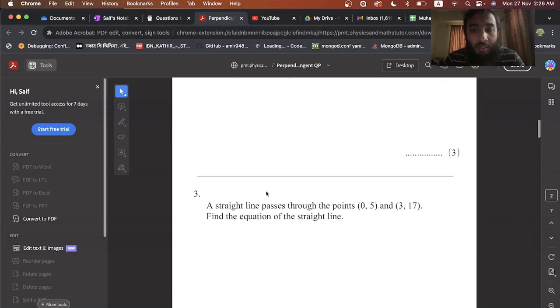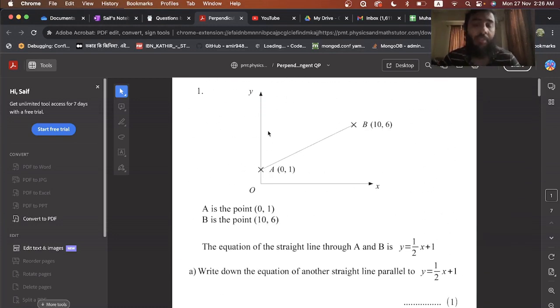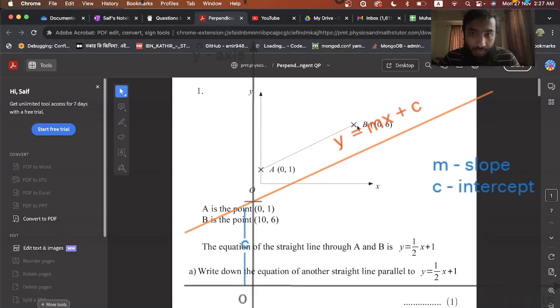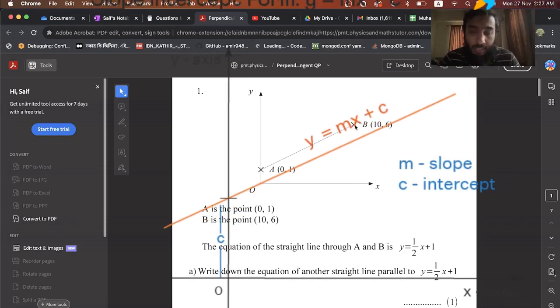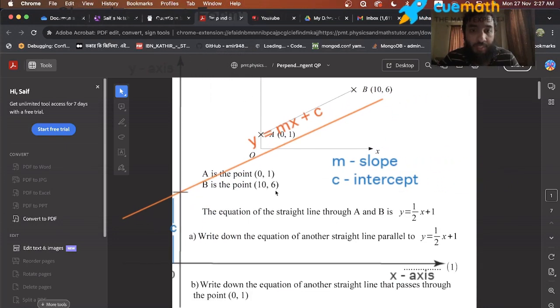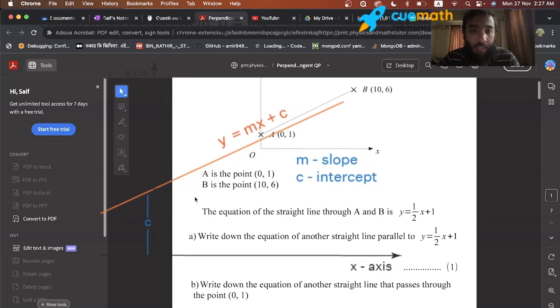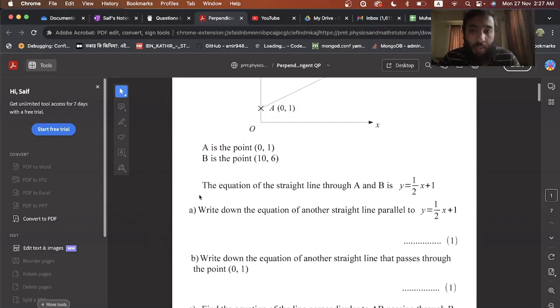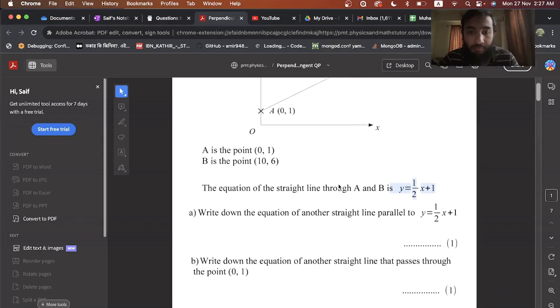As you can see, there are a lot of questions here. So I'll focus on the first question, which is a geometric coordinate based straight line question. It has a graph here and a straight line with 2 points, A and B, with the coordinates given. A is at the point 0, 1 and B is at the point 10, 6. It says the equation of the straight line through A and B is y equals half x plus 1. This is the equation of this straight line.